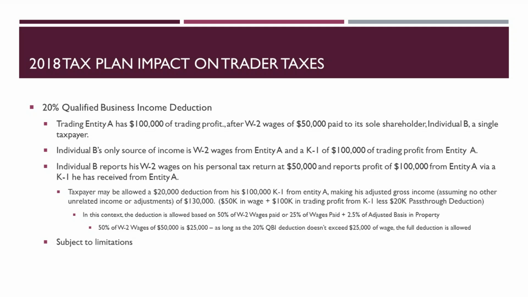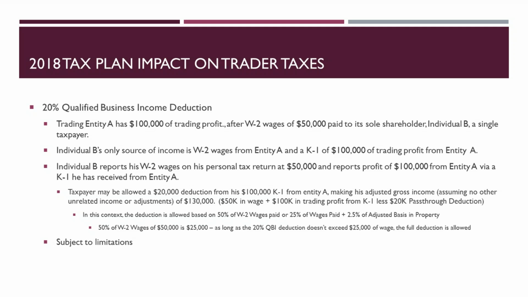So we aggregate the wage and the K-1 profit. So $50,000 and $100,000 leaves us with $150,000. We may be allowed to deduct a $20,000 break for this qualified business income tax break off of that $150,000, which results in $130,000 of taxable income. Naturally, in the tax code, there are numerous exclusions and clarifications and qualifications. So we're going to talk about those a little bit.